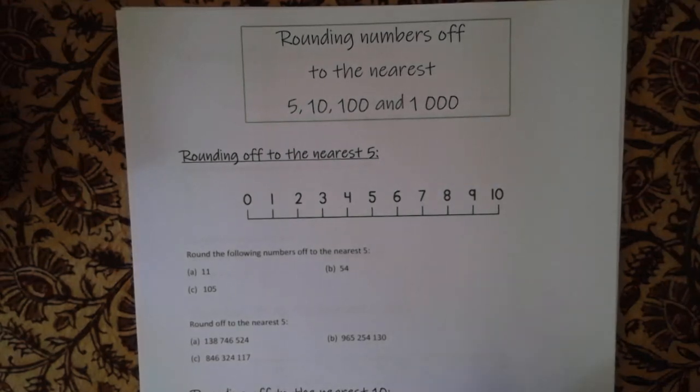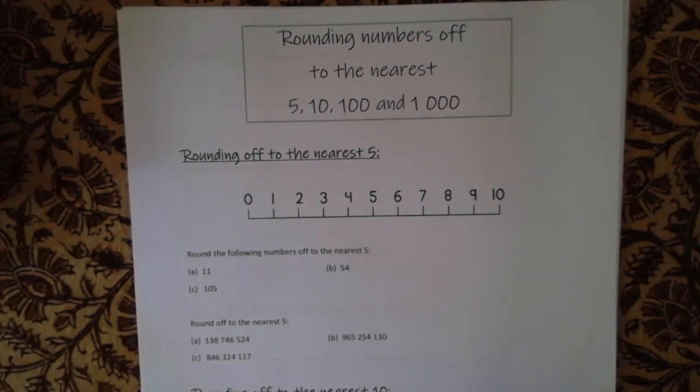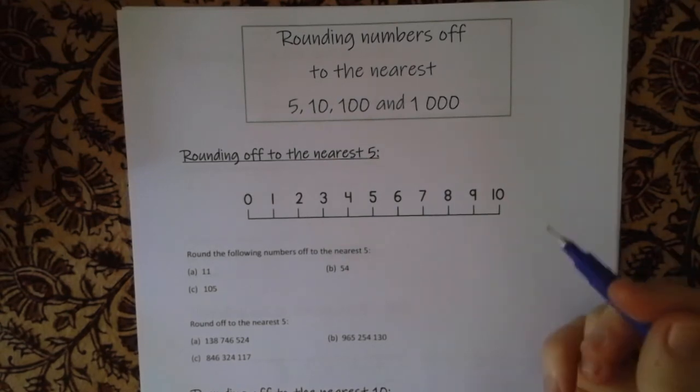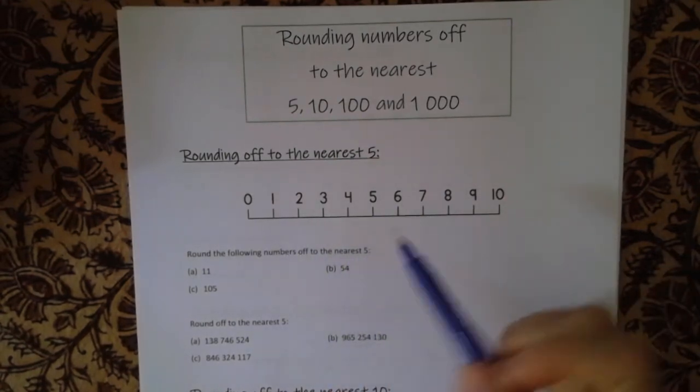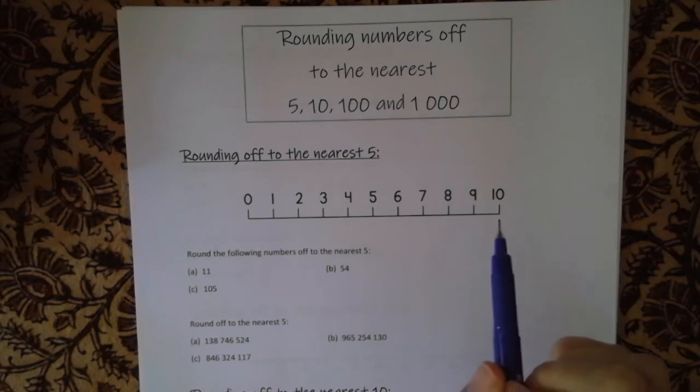Right, good day everyone. We're going to be rounding off numbers to the nearest 5, 10, 100 and 1000. What helps a lot with rounding off numbers is a number line like this.